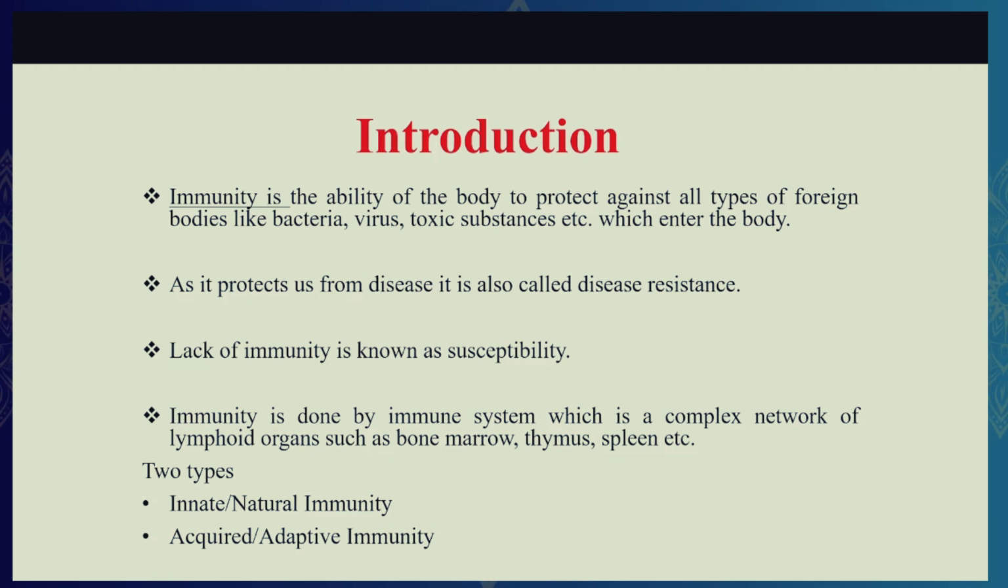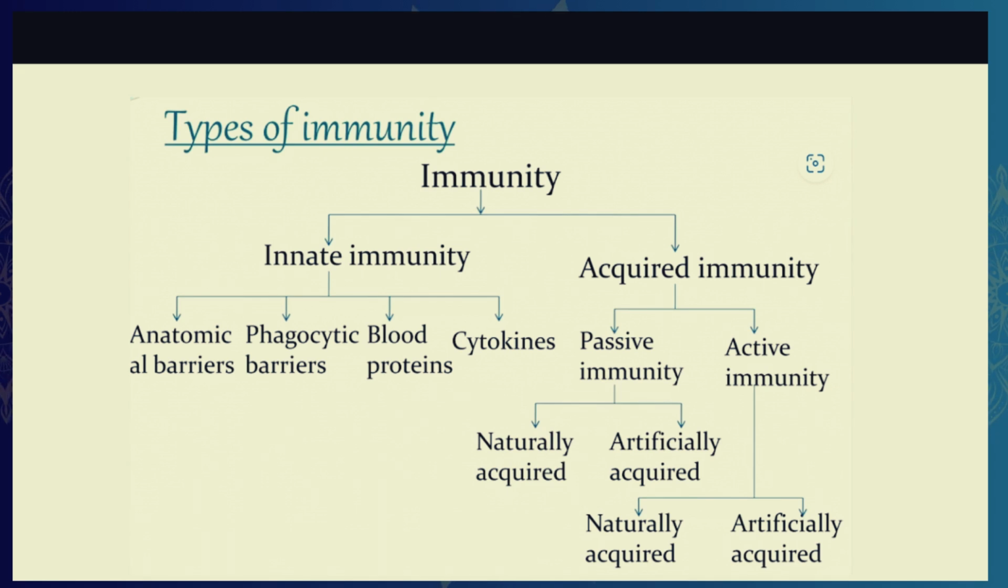It contains the immune system, which includes a network of organs and cells, such as bone marrow, thymus, spleen and immune cells. Here we can see there are two types of immunity. First one is innate immunity and another one is acquired immunity.